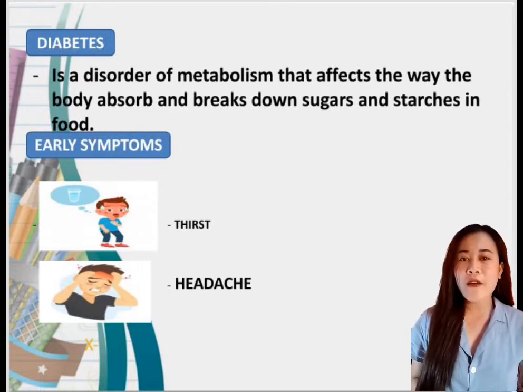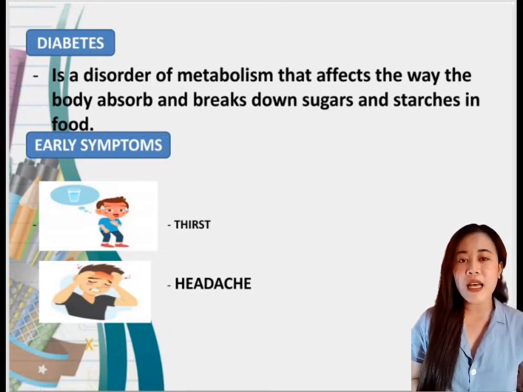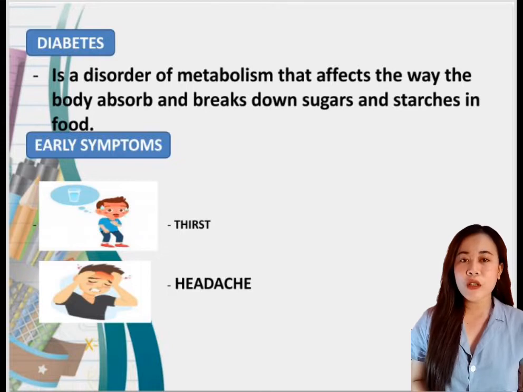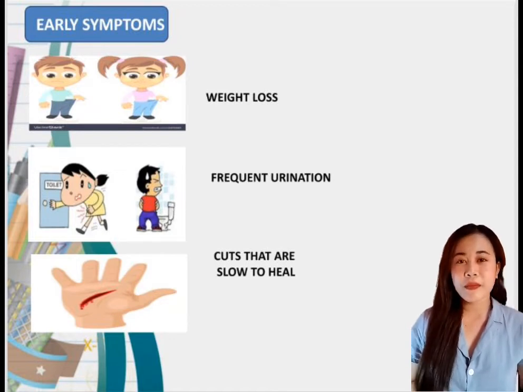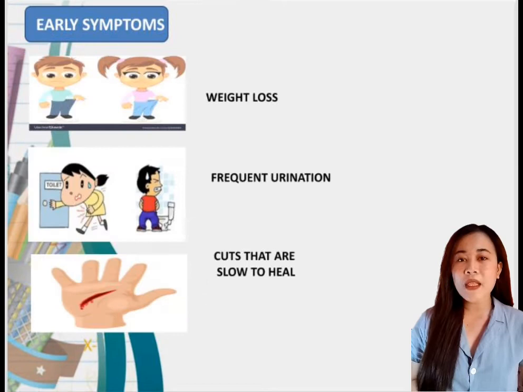Children with diabetes have insufficient insulin, a hormone normally produced by the pancreas, necessary for proper metabolism and digestion of food. Most early symptoms in children are thirst, headache, weight loss, frequent urination, and cuts that are slow to heal. So excessive thirst is a hallmark symptom of diabetes. It's also called polydipsia. And weight loss is a combination of low insulin levels and an inability to absorb sugar from the blood that can lead to rapid weight loss.